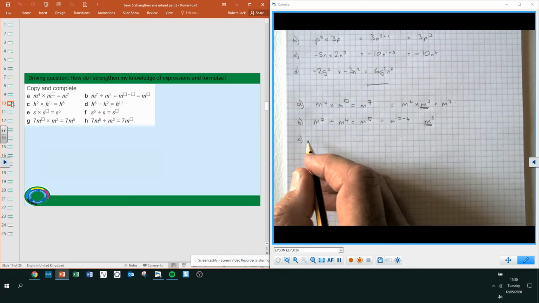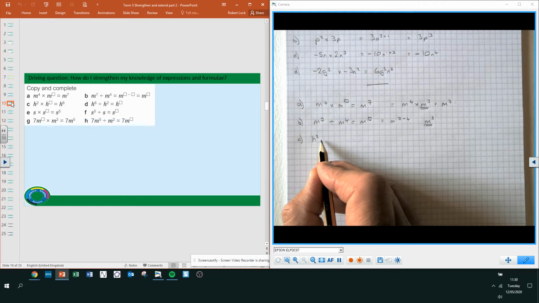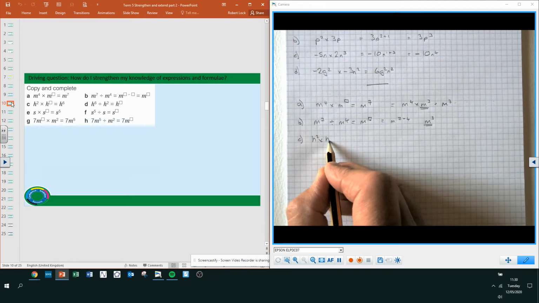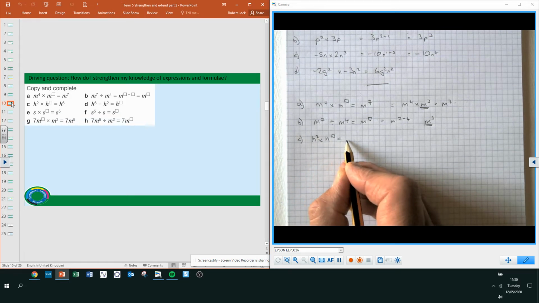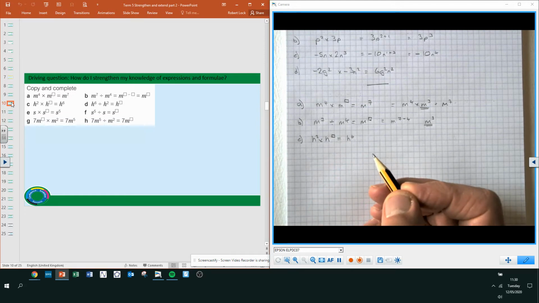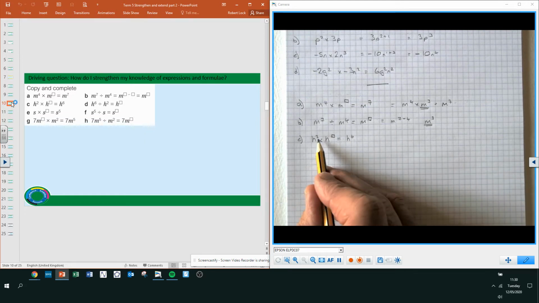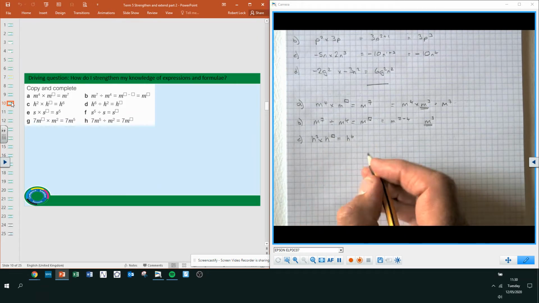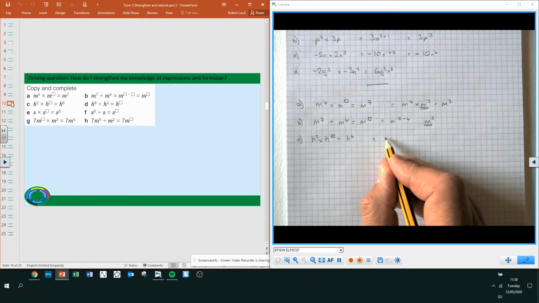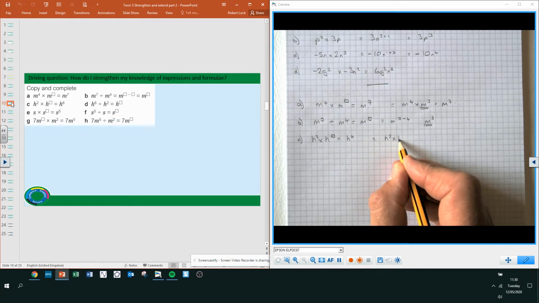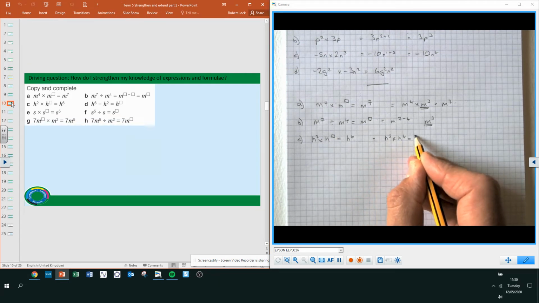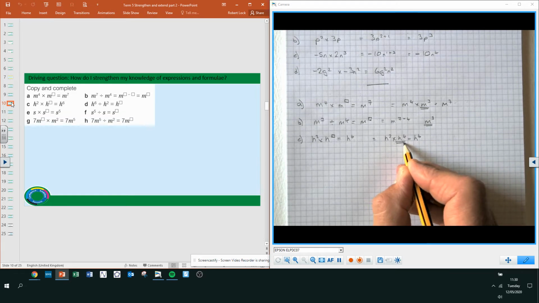C. h squared times h something equals h to the power 6. As I said before, we're adding the powers, the inverse of adding is subtraction, so 6 take away 2 is 4, 2 plus 4 makes 6. So the answer is h squared times h to the power 4 equals h to the power 6. So the answer is h to the power 4.